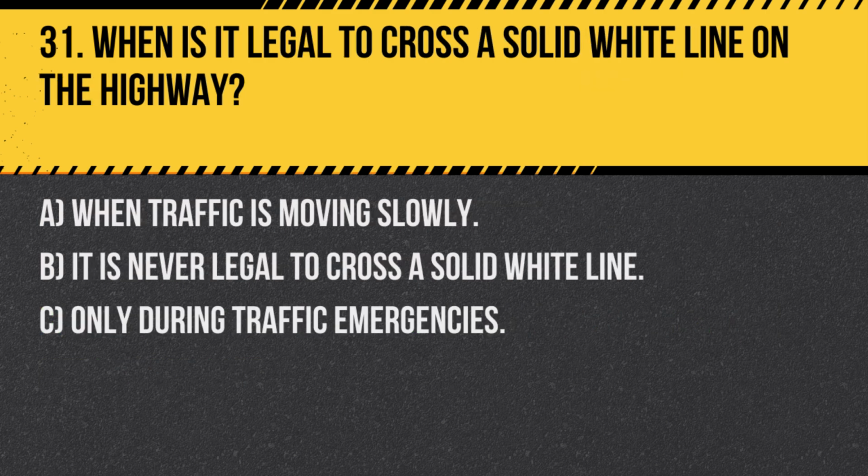Question 31. When is it legal to cross a solid white line on the highway? A. When traffic is moving slowly. B. It is never legal to cross a solid white line. C. Only during traffic emergencies. Answer B. It is never legal to cross a solid white line. Solid white lines are used to indicate that lane changes are prohibited due to safety concerns.